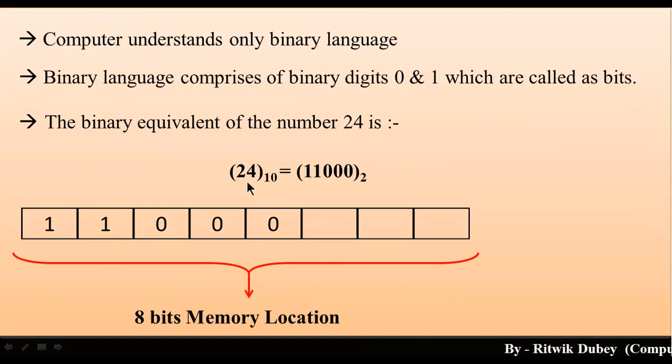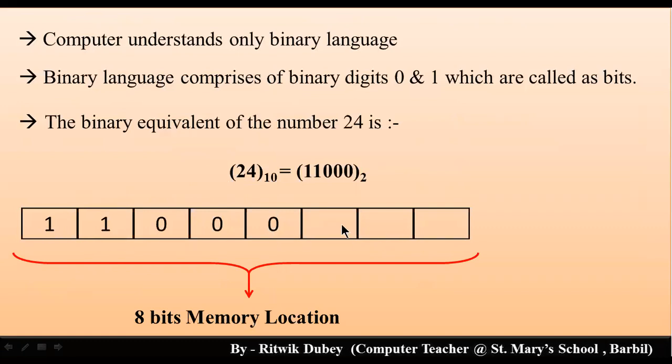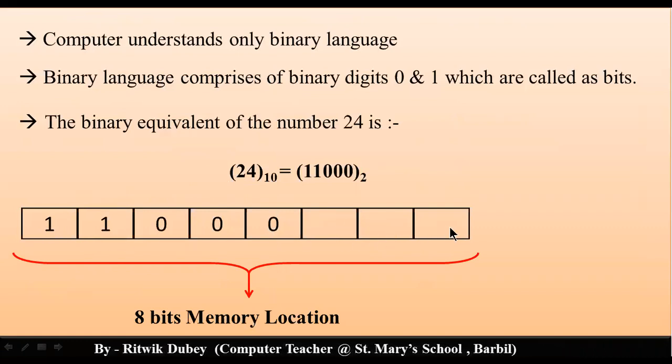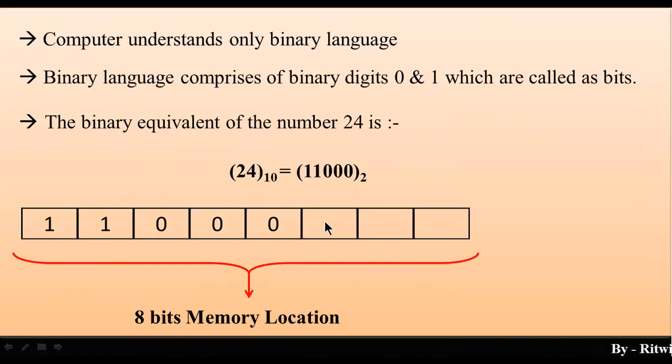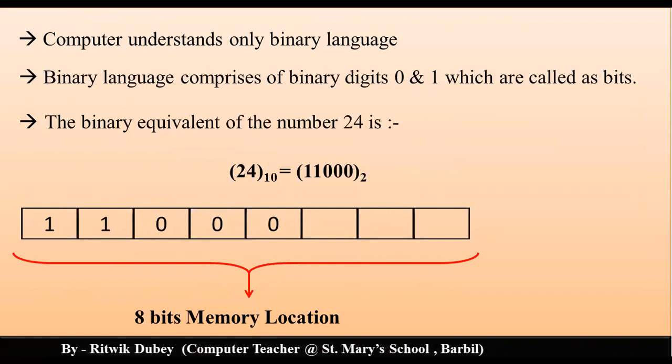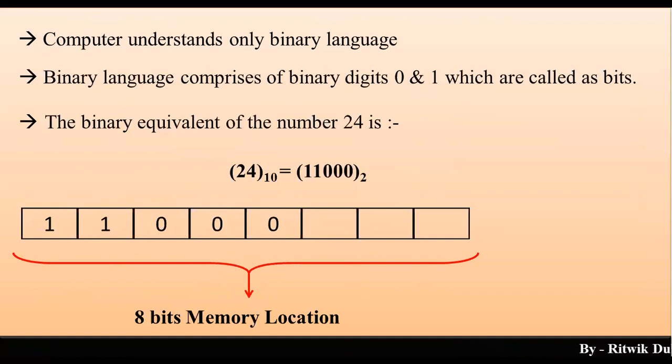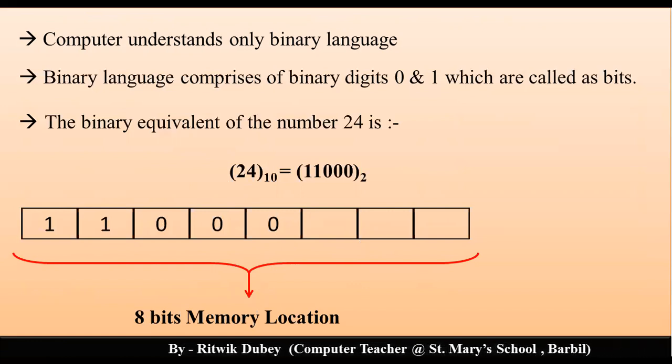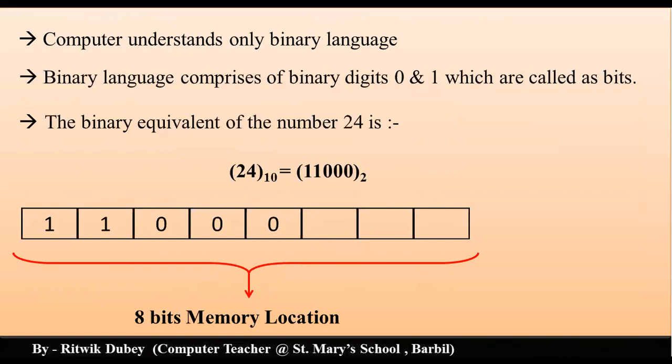So how is 24 stored in a variable whose data type is byte? Like this, 11000. Still 3 spaces are left in the 8-bit memory location. That is the reason why the range of values is minus 128 to 127 in case of byte. Clear, na? So this is the concept. Internally, like this, the numbers are stored. All the data are stored like this only.